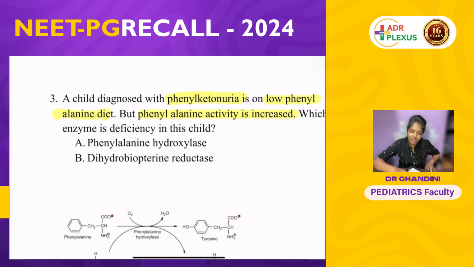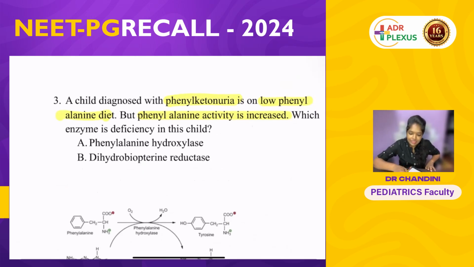So this is not a case of classical phenylketonuria. This is a case of hyperphenylalaninemia, but not because of PKU. Okay, so what is it? It is because of dihydrobiopterin reductase deficiency.